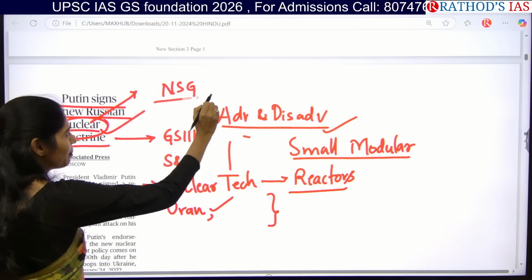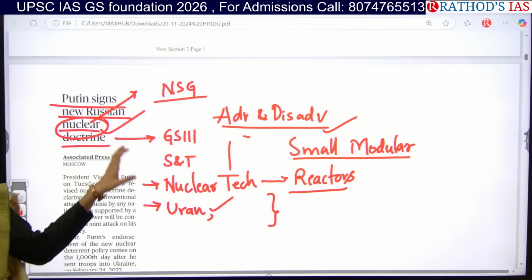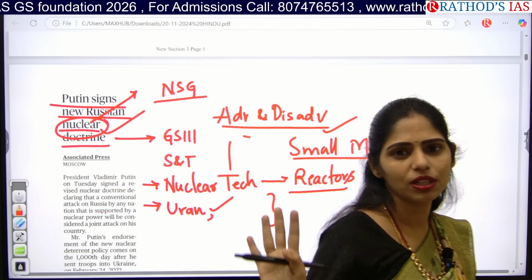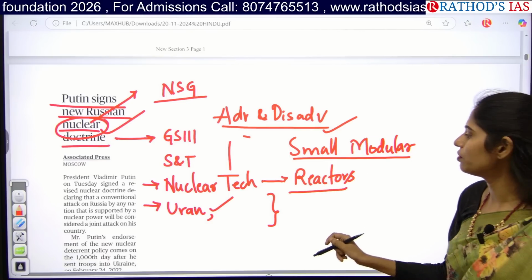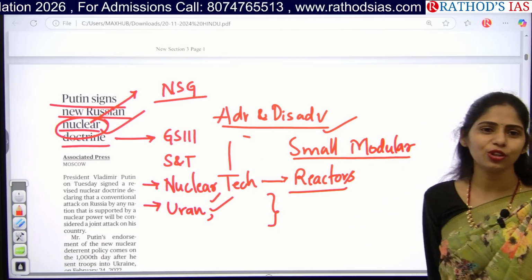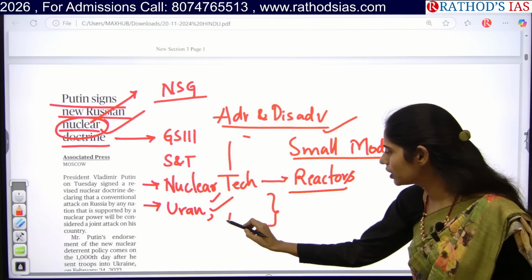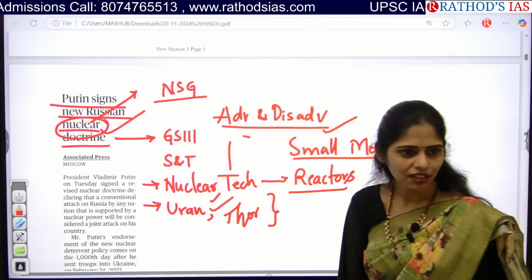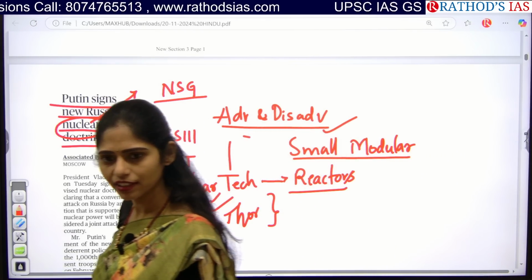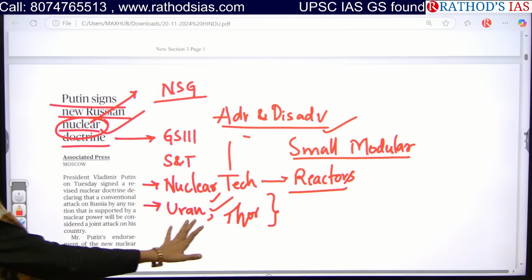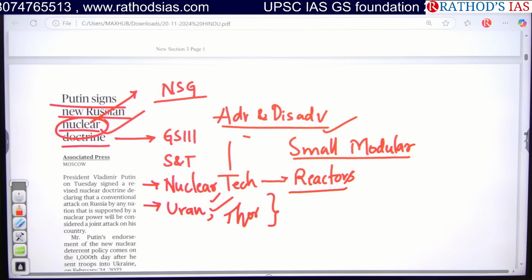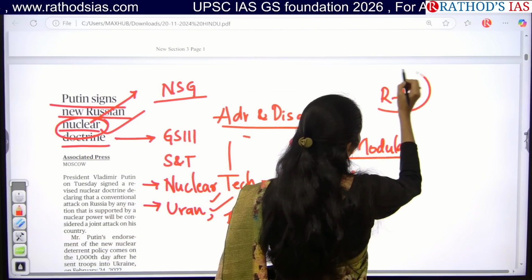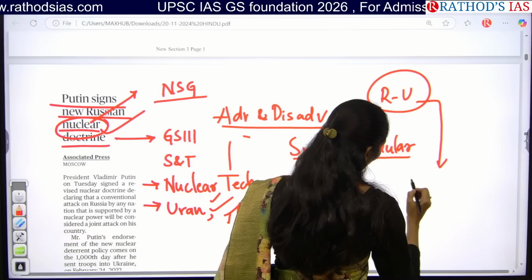NSG, Nuclear Suppliers Group. So in that Nuclear Suppliers Group, is India part of it? No, India is not part of NSG. Because of that, we are not getting proper uranium resources. So because of this reason, now we are using thorium as a fissile material in this nuclear technology. Clear? Okay.